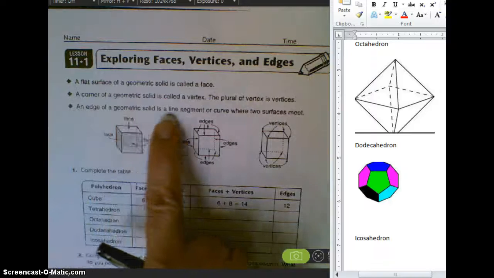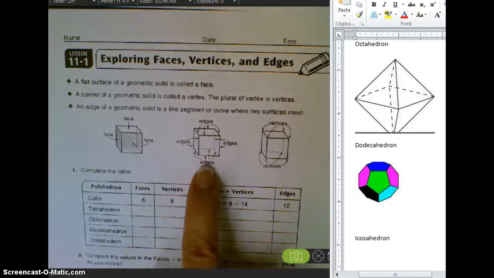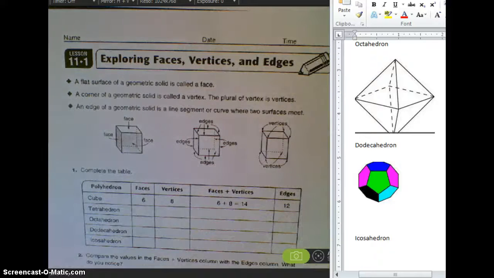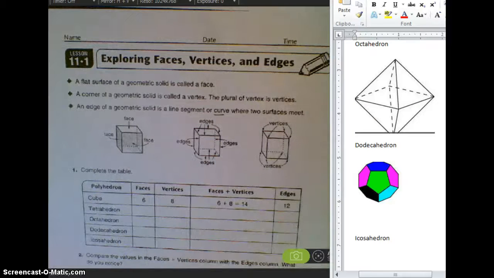The edge of a geometric solid is a line segment or a curve where the two surfaces meet. So you can see the line segments here. And in this book series, even if it has a curve, it's still considered an edge. Polyhedron is just a name for a three-dimensional shape.